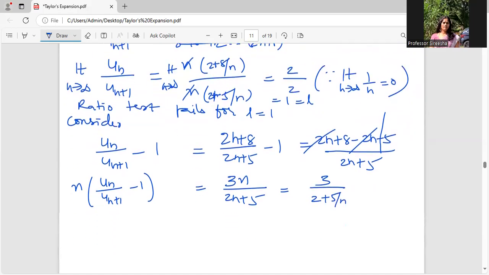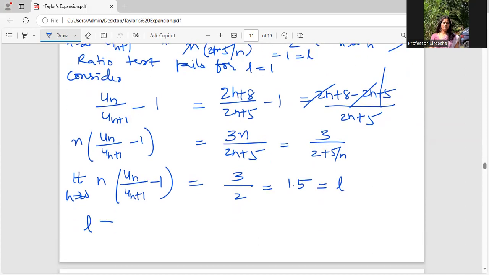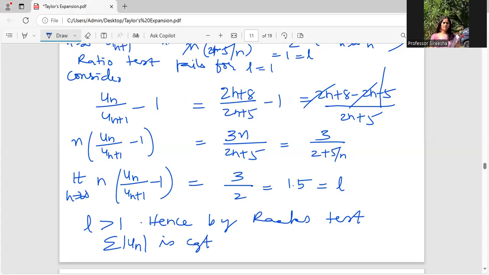And now I'll be applying the limit n tending to infinity. Limit n tending to infinity, n into un by un plus 1 minus 1, I'll be considering. So I'll be having what? 3 by 2. Its value is something like 1.5. Now this value is L. L is greater than 1, or 1.5 is greater than 1. Hence by Raabe's test, the given series, hence by Raabe's test, summation mod un is convergent. That means what? The series is absolutely convergent.